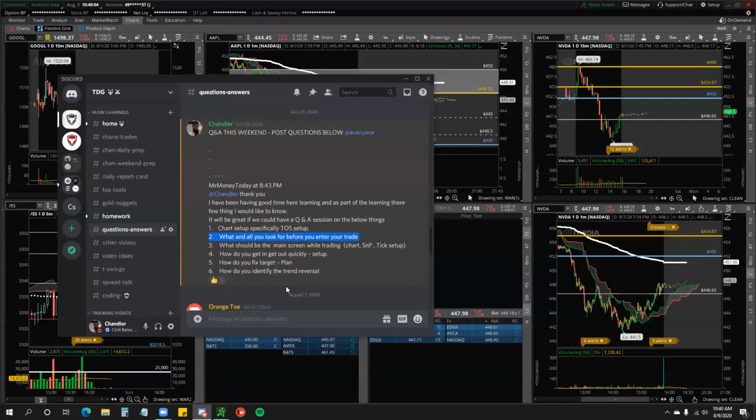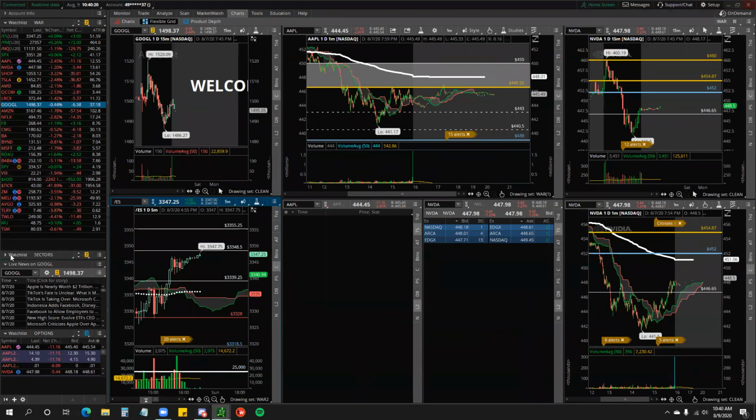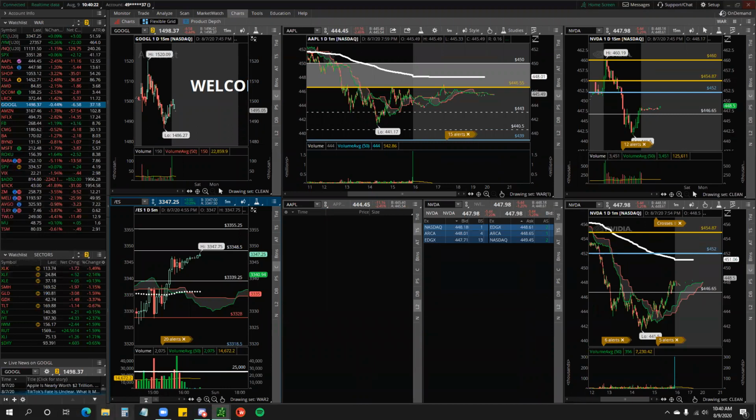Question 3, what should be the main screen while trading? So that was kind of a variation of question 1, family. So again, my main screen, I have my focus list, I have my market, and then I have internals. And then I have either 1 or 2 sectors. I usually don't have them all up because I just flip to my watch list, right? See how they're going. But yeah, guys, your main focus should always be on the market.